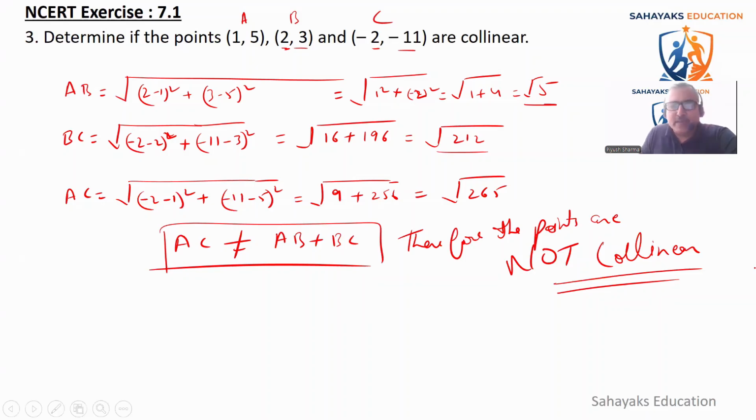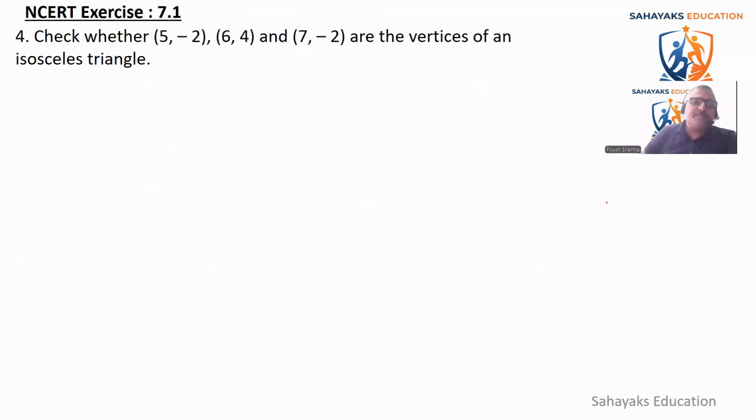These are not collinear points. Okay, so let's come to the next question. Check whether these points are the vertices of an isosceles triangle. Do you know what an isosceles triangle is? In an isosceles triangle, two sides of the triangle are equal.